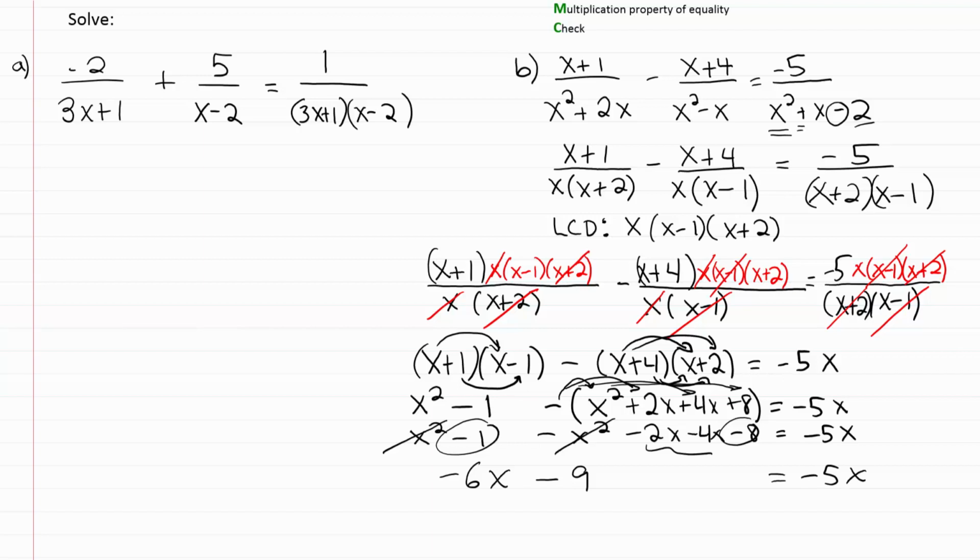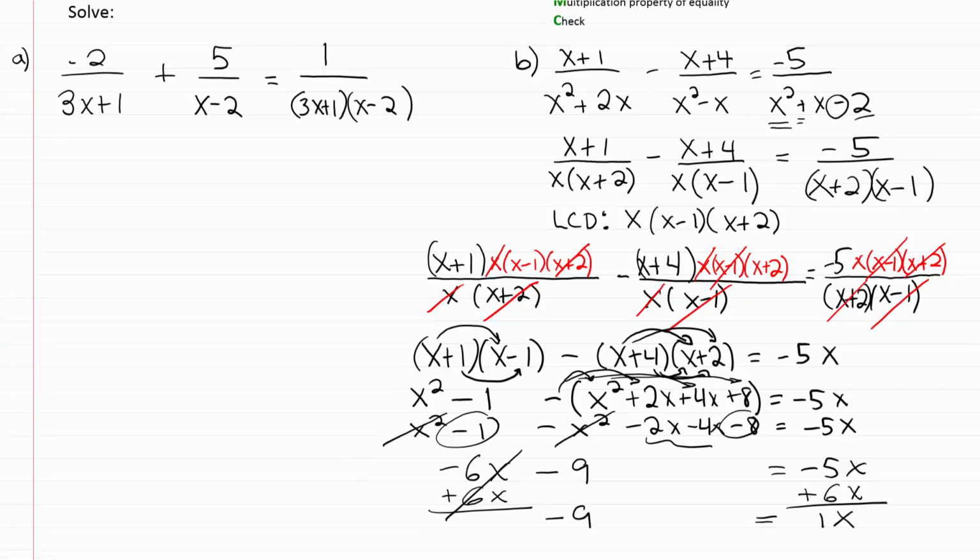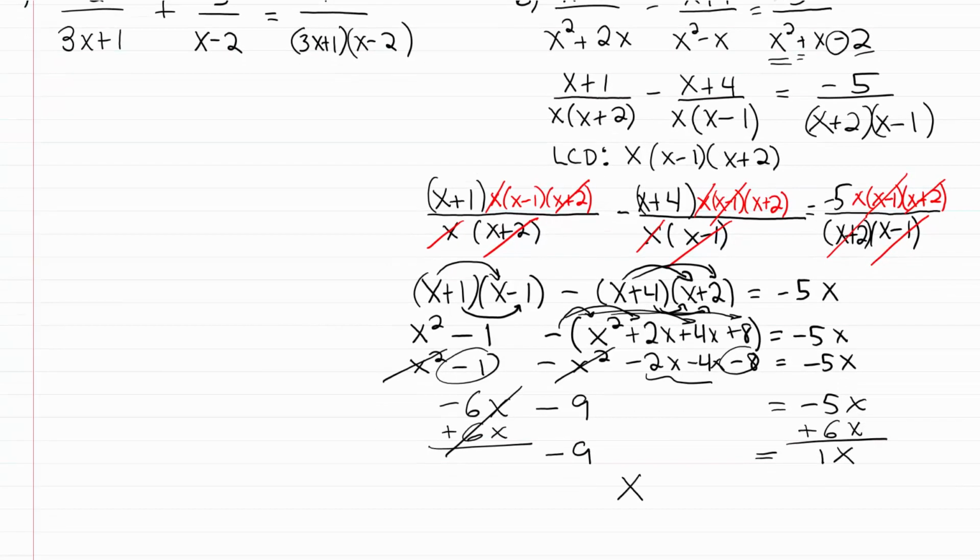So let's move the negative 6x to the other side by adding 6x to both sides. And when you do that, you'll get the negative 6x to cancel with the positive 6x. Over on the other side, you'll have just 1x, and then you'll have negative 9 here. Okay, so when you're done, you end up with the answer, x is equal to negative 9. And that's it.